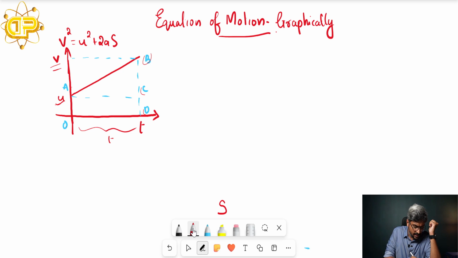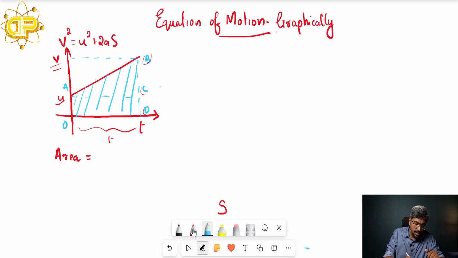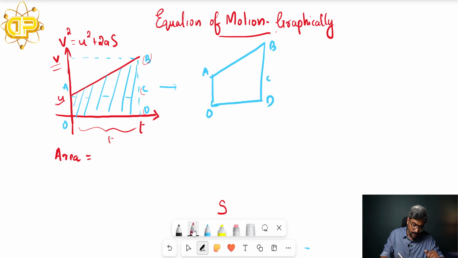Here also, again, we are just taking the area of the graph. Again the area there, area is equal to the shaded portion. Here you can see the shaded portion there, right? So if I'm just taking this shaded portion separately, I will get a shaded portion like this. Here in this case, we are just taking this shaded portion as a single area.